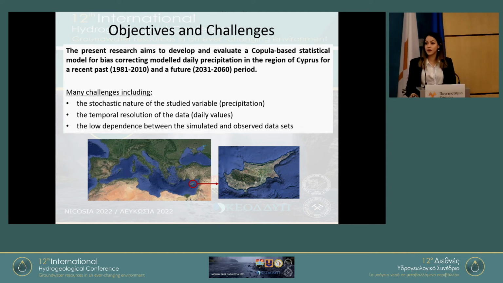In this attempt, we have several challenges. First of all, the stochastic nature of the variable that we are trying to bias correct was a severe challenge. We are talking about precipitation, and all of us know how difficult it is to simulate and to predict precipitation, especially daily precipitation. The temporal resolution of our data was another challenge that we had to face. Finally, we have a low dependence between the simulated and the observed data set.